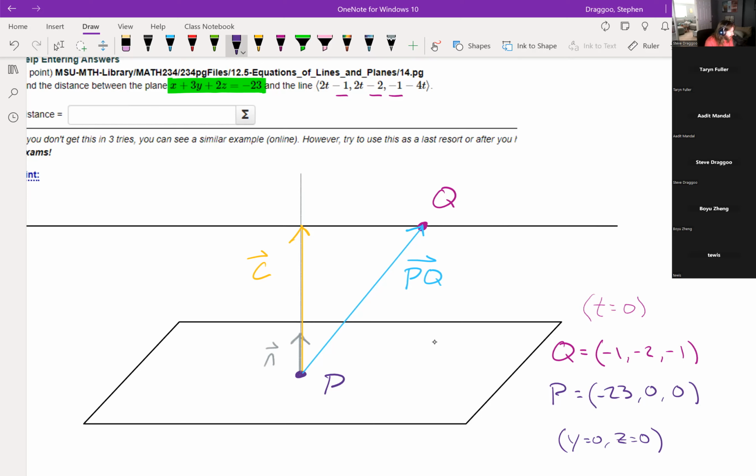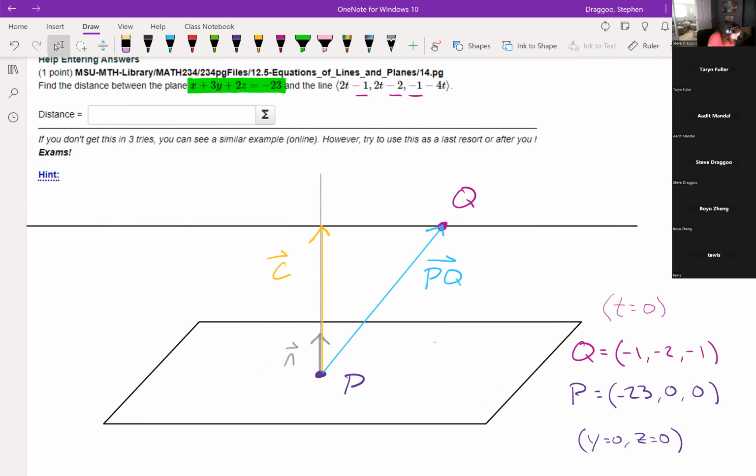Then what else do we need? We're going to want that normal vector. So let's maybe come over here to the left side and write that down. Our normal vector is going to be 1, 3, 2, where again, I'm grabbing that from the equation of the plane.